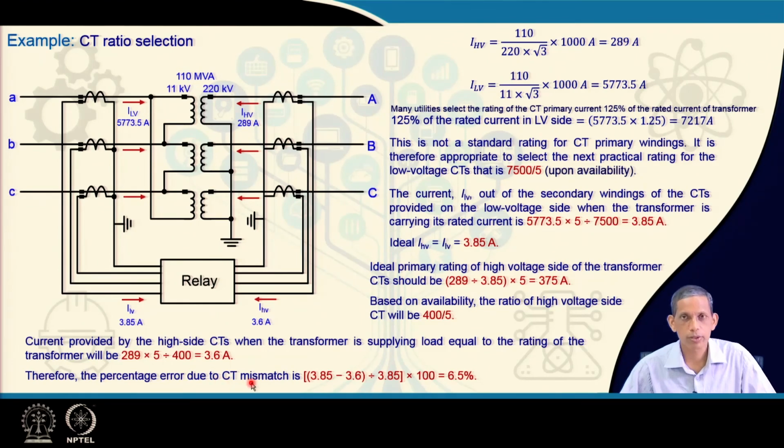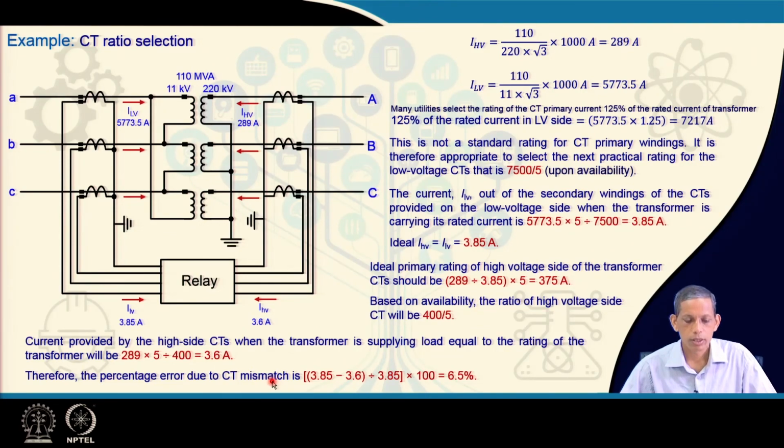Therefore, the percentage of error due to CT mismatch for the selection of 7500:5 on the low voltage side and 400:5 on the high voltage side becomes 3.85 ampere, the low voltage side current, minus 3.6 ampere, the high voltage side current, divided by 3.85, the low voltage current, which is 6.5%. So, this is the percentage of error current, which will be the spill current in the relay due to the CT mismatch.